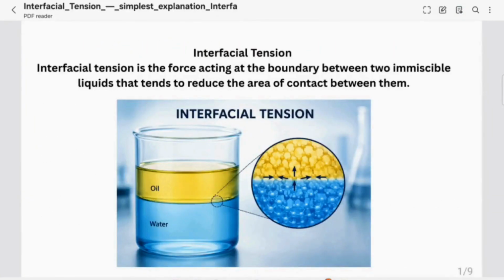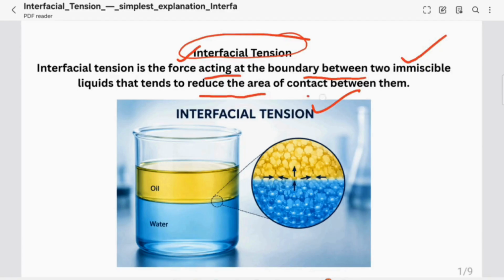Hello viewers, today's video topic is interfacial tension. So what is interfacial tension here? It is the force acting at the boundary between two immiscible liquids that tend to reduce the area of contact between them. So actually, interfacial tension is going to happen in immiscible liquids.